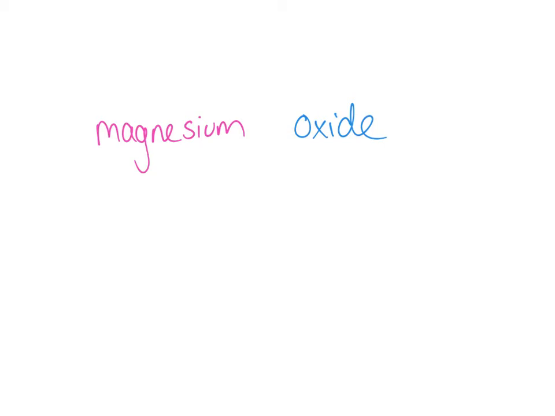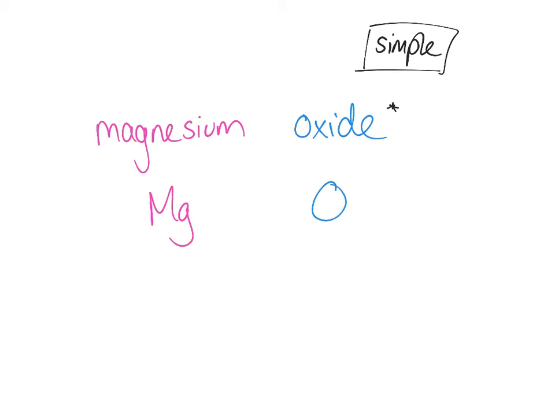First of all, decide what type of compound you have here. This one is simple. What we mean by a simple ionic compound is that it just contains two elements. Oxide is not a molecular ion, it just contains oxygen, it doesn't contain anything else. So this is just a simple one. If we have a look at magnesium, we just write down its symbol at this point, which is Mg, and oxide is just oxygen that has become an ion, so its symbol is O.